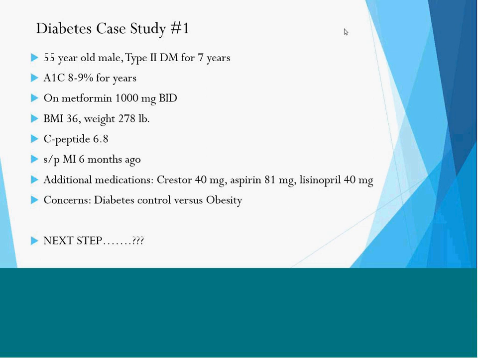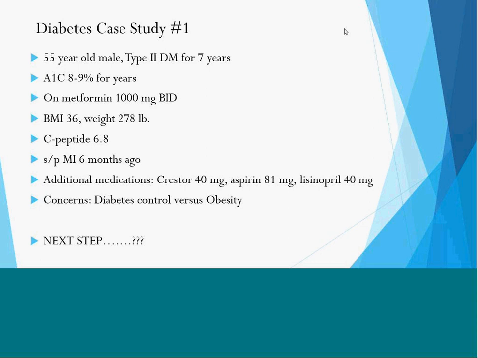Okay. This case, 50-year-old male with type 2 diabetes for about 7 years, A1C between 8 and 9 for the entire time that he's had diabetes. He's been on metformin from the beginning, 1,000 twice a day. His BMI is 36. His weight is 278. He had a C-peptide done. It was 6.8 when all things started. An MI 6 months ago. Additional medications are Crestor, aspirin, and lisinopril, and then he came to see me for the first time.